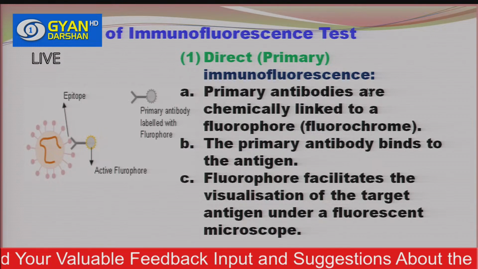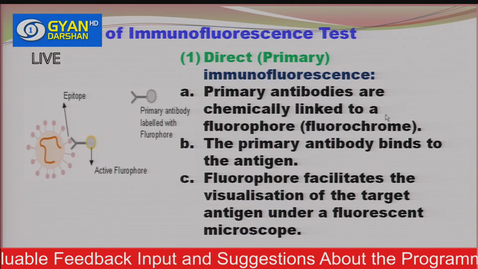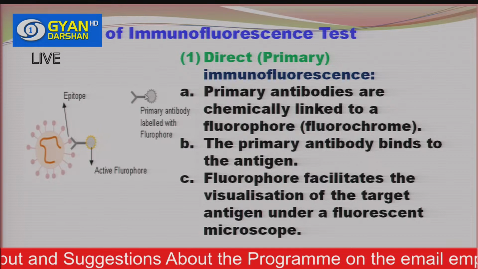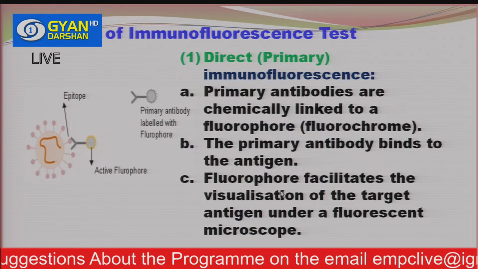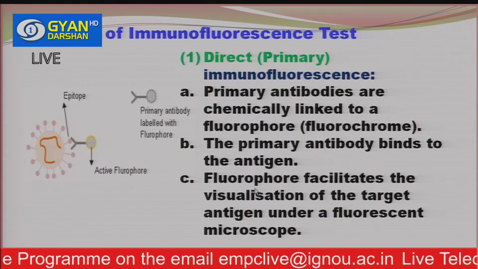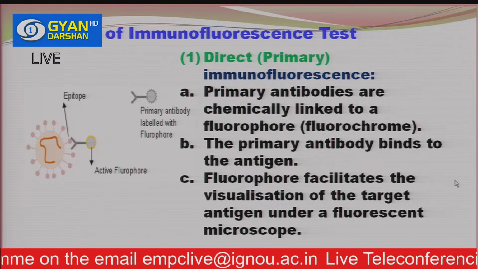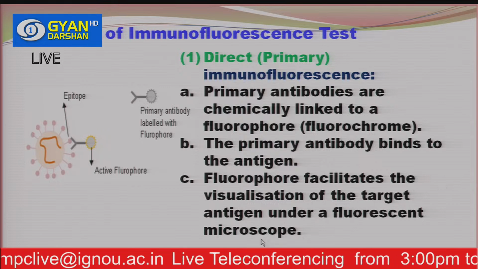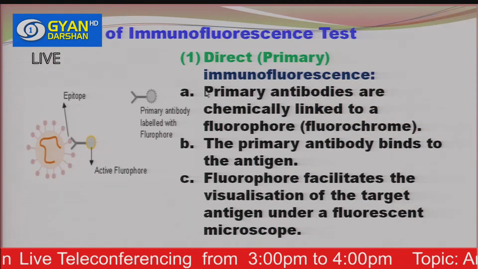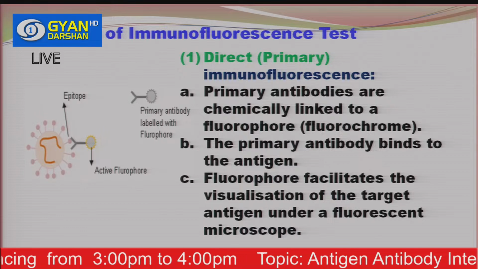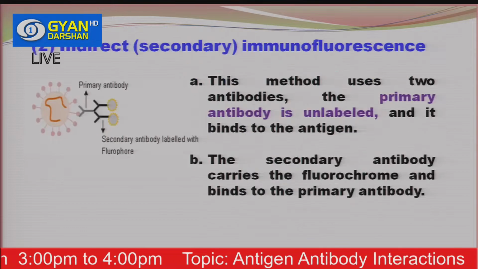In this case, the primary antibodies are chemically linked to the fluorophore or fluorochrome. You can see it here, the fluorophore or fluorochrome is attached. The primary antibodies bind to the antigens, and the fluorochrome facilitates visualization of the target antigen under the fluorescent microscope. So for analysis of this reaction, we can utilize the fluorescent microscope.